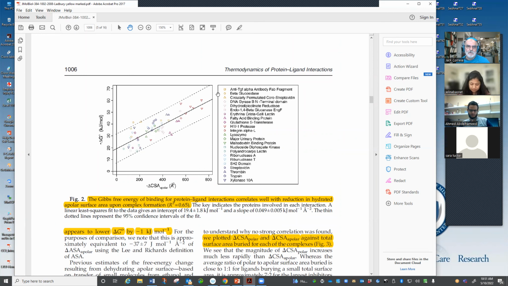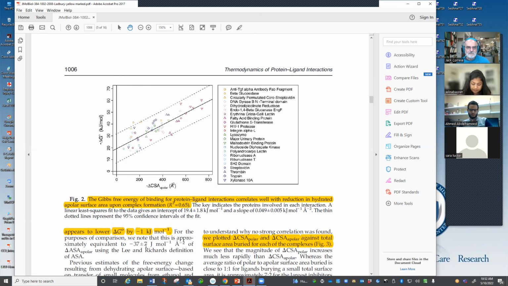Okay. So they're basically looking at how much surface loss and how much gain in affinity. This lower delta G means increase in negative delta G. How much gain in affinity by how much surface. So they're using 20 square angstroms as sort of a unit. Okay. And then here's the reference to Lee and Richards.